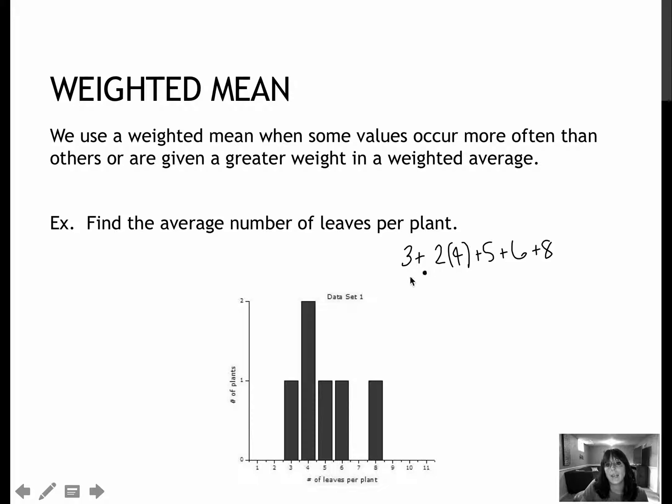So the weighted average would mean then that I'm dividing not by 5 things, but 6 things total, because there were 6 values. So again, that's how we would find the weighted mean. We find 30, and then divided by 6 would give me 5, and so the average number of leaves per plant would be 5 leaves per plant.